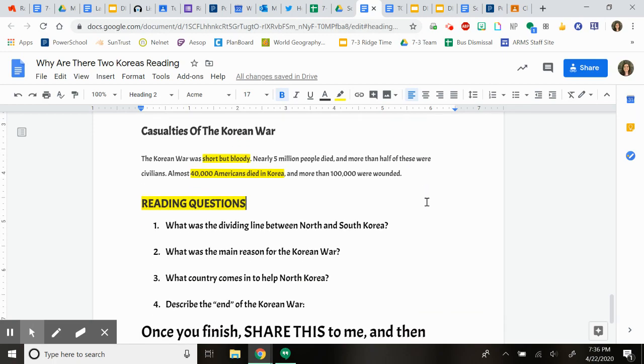Casualties of the Korean War. The Korean War was short but bloody. Nearly 5 million people died, and more than half of these were civilians. Almost 40,000 Americans died in Korea, and more than 100,000 were wounded.